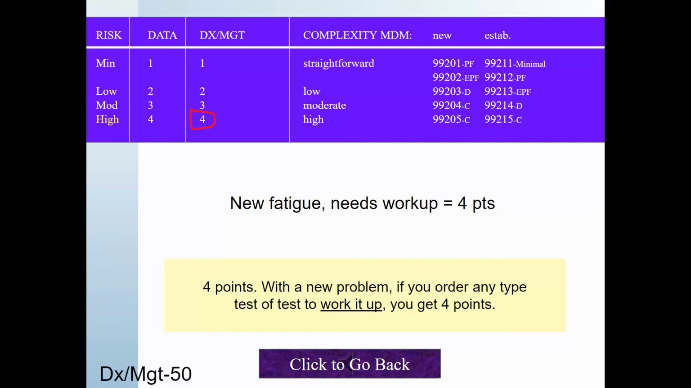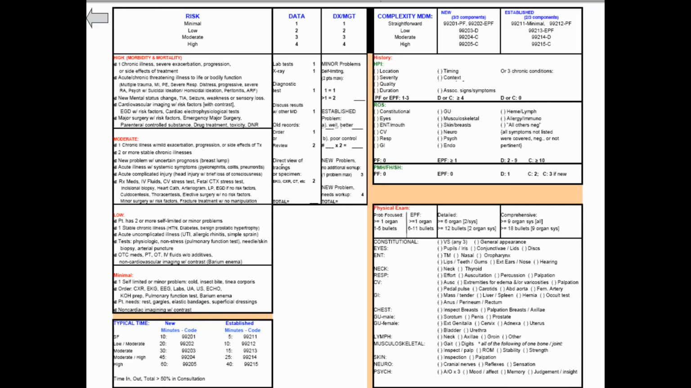Again, as we look at this section here, we talked about new problems, no additional workup, easy 3 points. New problem needing a workup, easy 4 points. And it doesn't matter at this point if the patient has a whole bunch of other problems that are doing well or poor. If you have a new problem needing workup, you've already got yourself 4 points.